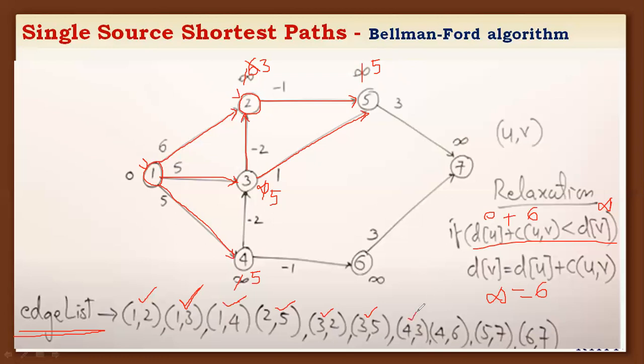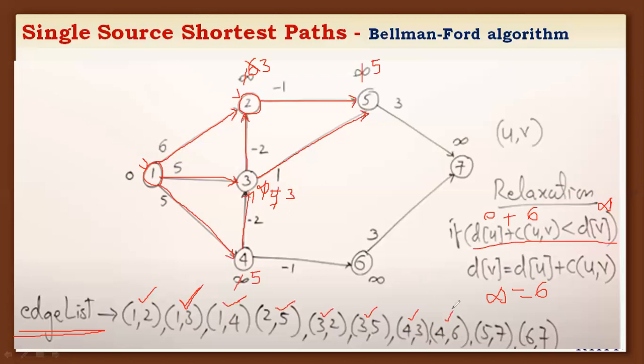Next, 4 to 3. You can consider 4 to 3. If you consider the minimum cost, you need to find here the vertex 4 is having 4 to 3. The cost is 5 minus 2, which is 3. Now compare 3 with 5. Which one is minimum? 3 is minimum. So 5 is replaced with the value 3 here.